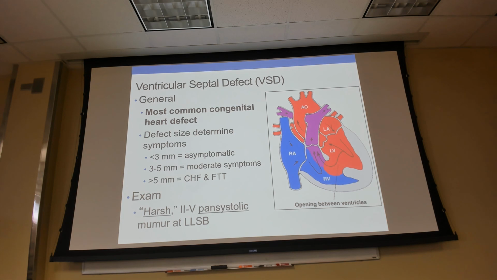Some moderate symptoms, if it gets a little bit bigger, then anything over about half a centimeter, you're really functionally looking at a lot of blood flow going from that left side to right side, recirculating the lungs, and you end up with that congestive heart failure physiology, and functionally, your child is in failure to thrive.